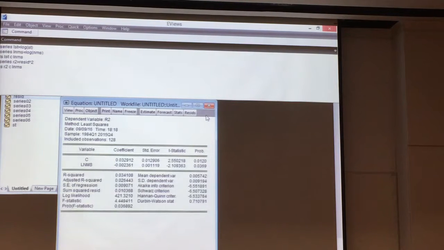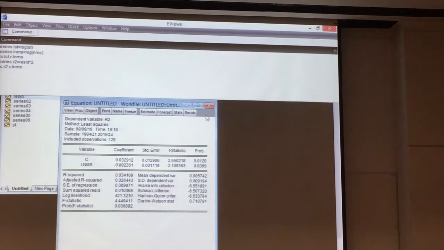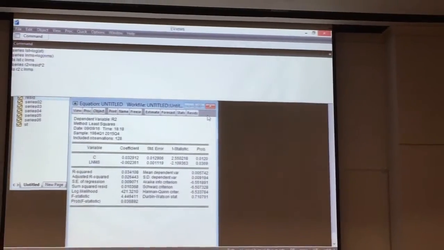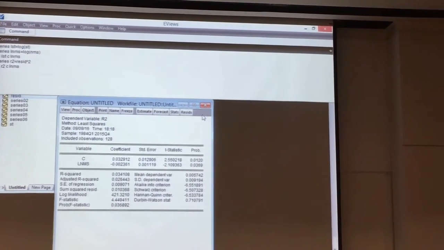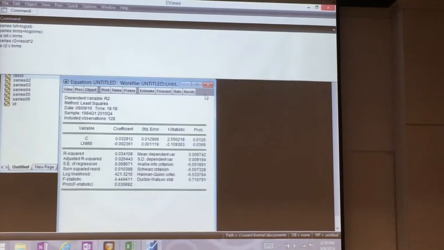The coefficient of log New Zealand money supply has the probability value of 0.0369. Less than 5%, reject the null hypothesis. What is the null hypothesis? Homoscedasticity is the null hypothesis. So the homoscedastic null hypothesis is rejected, therefore the data are heteroscedastic. You don't have to do this, but you can be sure of what you write as your comment, because it is statistically tested now.